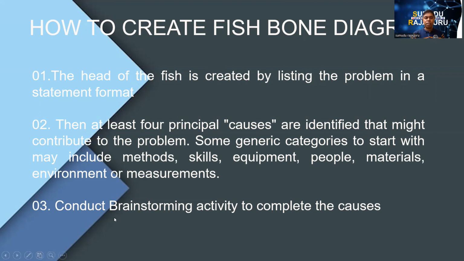Then the third step is to conduct brainstorming activities to complete the causes. So when we find out the causes, it is not good to think individually. If we can conduct a brainstorming session, then it will give better results. Brainstorming is a separate topic. I'm expecting to discuss brainstorming in the future also. Simply, brainstorming means several members participate, and based on the several members' ideas, we can identify the causes. That is the simple explanation of brainstorming.